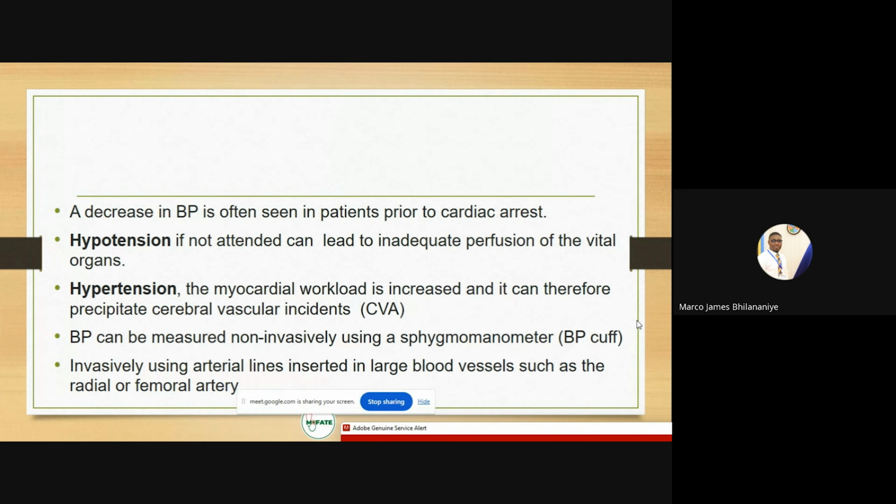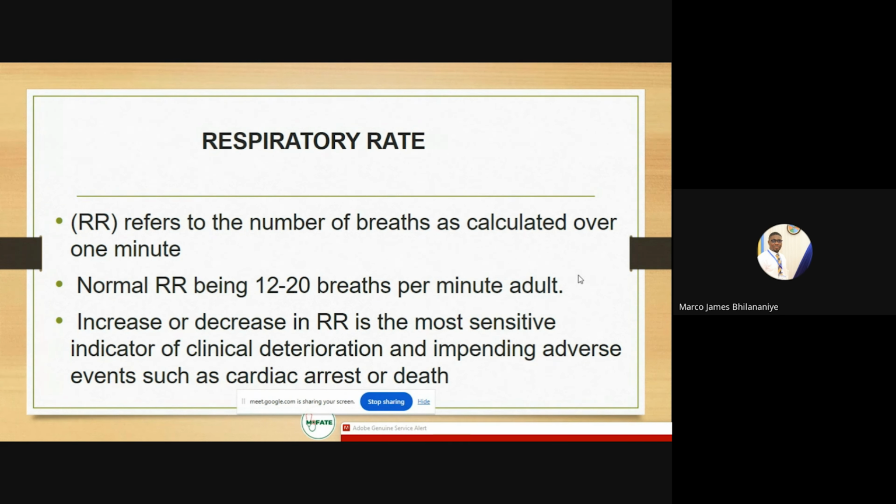Move on. So, respiratory rate. This might be the end for me today. This refers to the number of breaths counted over 1 minute. The respiratory rate ranges from 12 to 20 per minute, it depends.